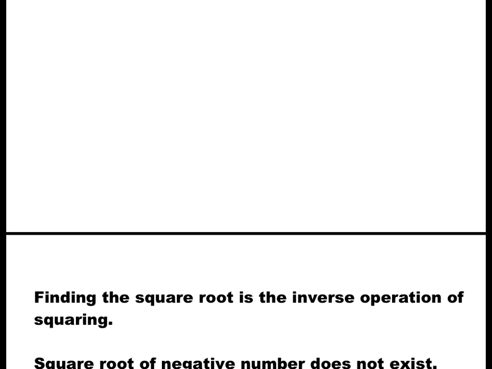The opposite operation of squaring is what we call square root, which we define with this symbol. And what it does is find a number that, if multiplied by itself, gives you the square. For instance, the square root of 4 is going to be 2, because if you multiply 2 by itself, you get 4, or the square of 2 is equal to 4.